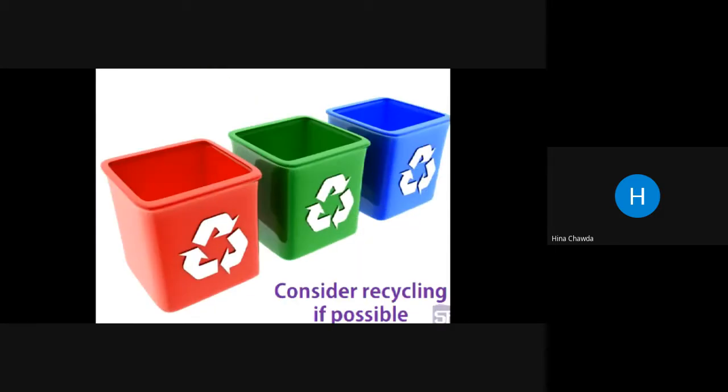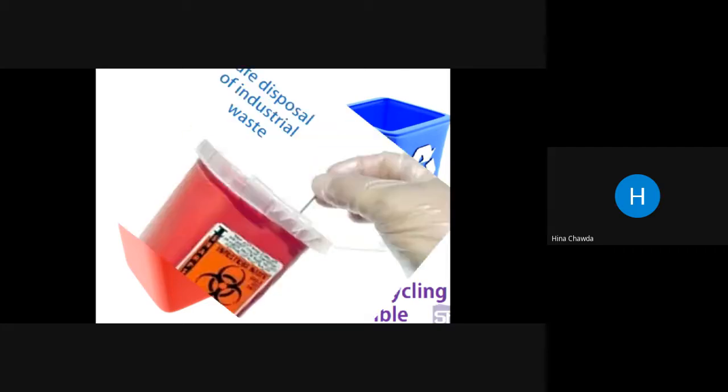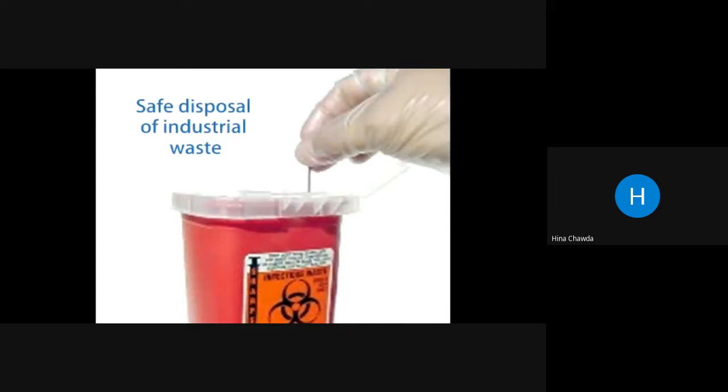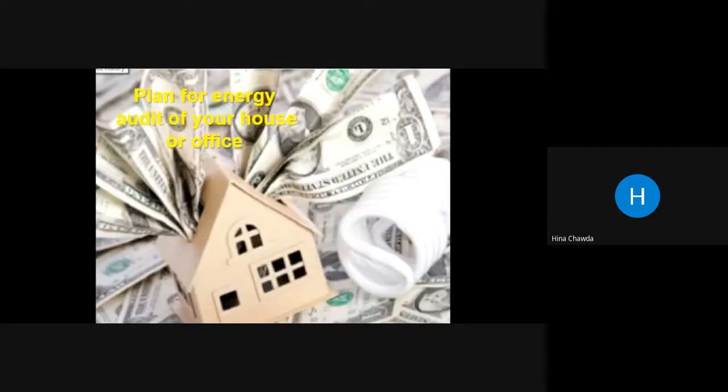Now moving on to the next, recycling. As you know, we should use the 3R formula: reduce, reuse, recycle, if possible for us. Now moving on to the next, industrial waste. We need to dispose of industrial waste very safely, not in rivers or something like that.